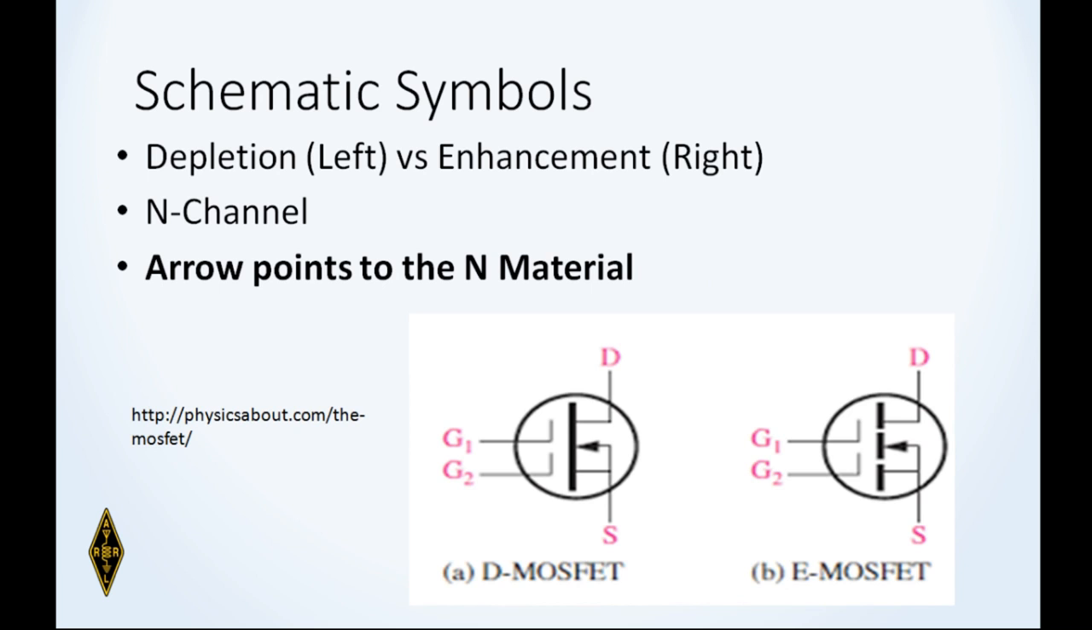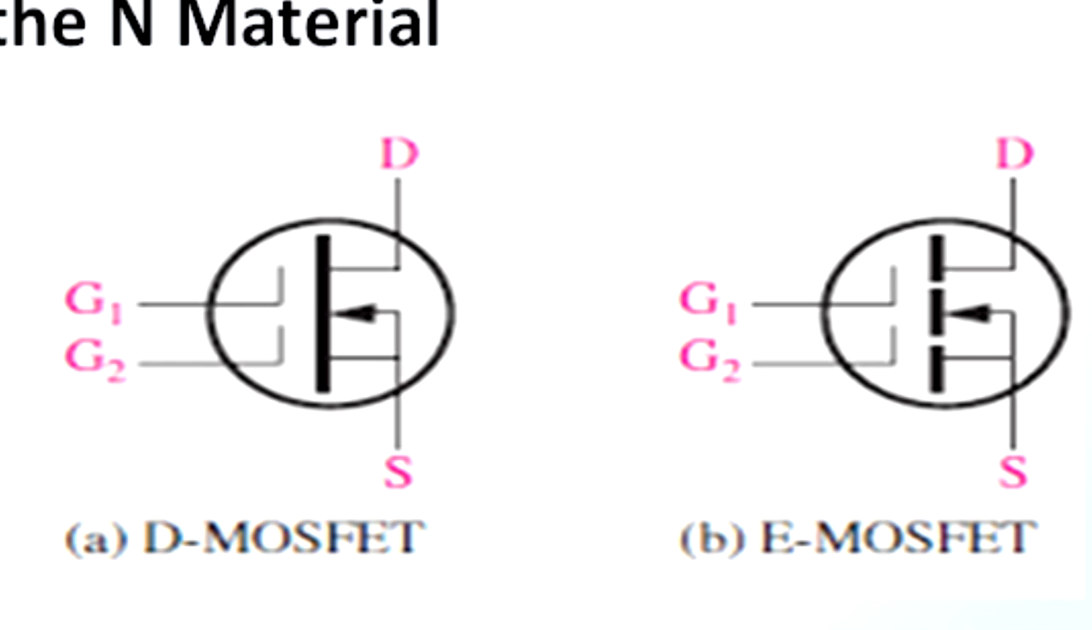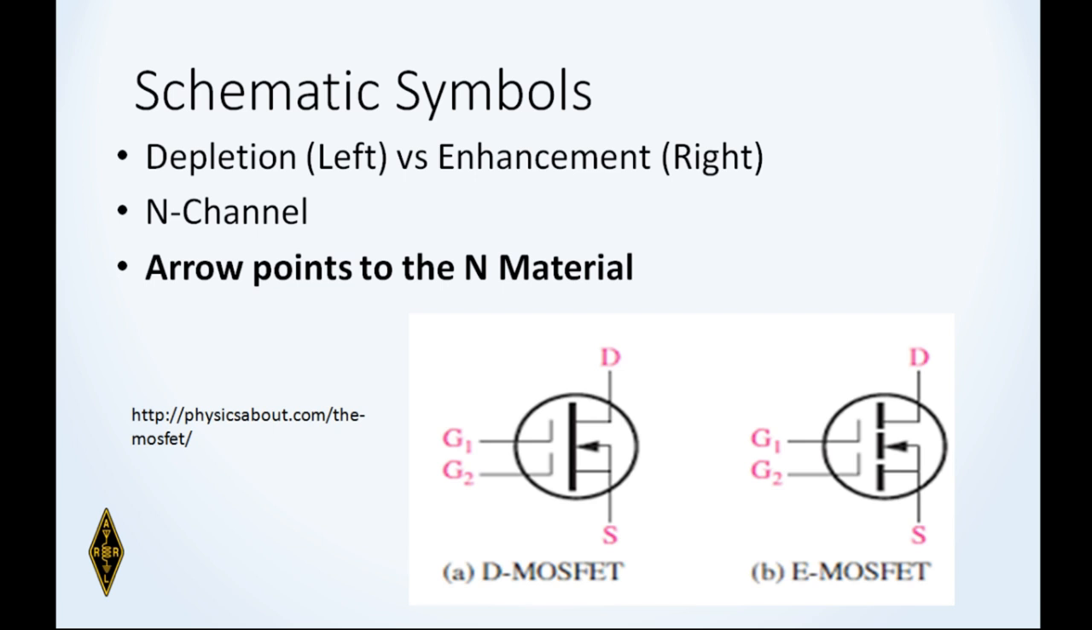And here are some schematic symbols. Depletion, I like to think of the letter D. It's got the straight line on the letter D. Well, if you see a straight line in a MOSFET, that means that it's a depletion type. The letter E for enhancement has got spaces between the horizontal parts of the letter E. Well, if you look where the spaces are over there on the right, that's an enhancement type of MOSFET. So that's how you can tell in a schematic diagram. And again, the arrow will point to the N material. So if there's N-type material in the center part, that's an N-channel.